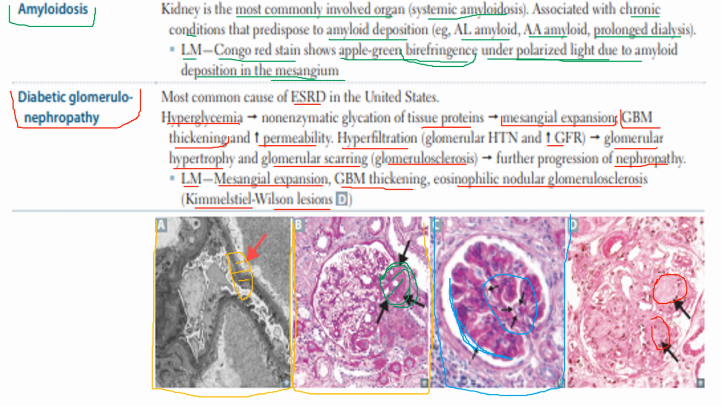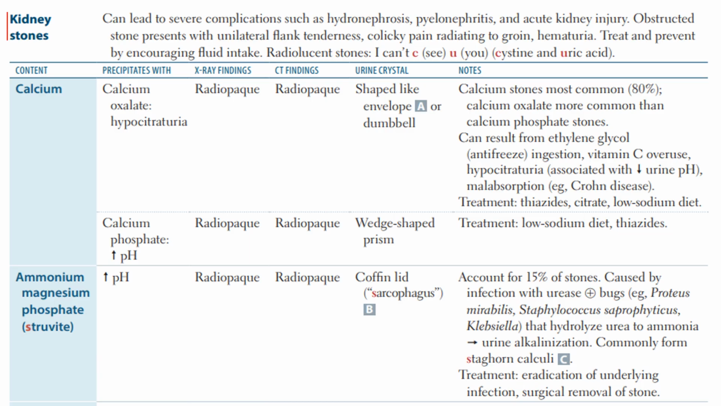As you can see here, these are the camel's tail Wilson lesions. Now we'll see kidney stones. It can lead to severe complications such as hydronephrosis, accumulation of fluid inside the kidney, pyelonephritis, and acute kidney injury.